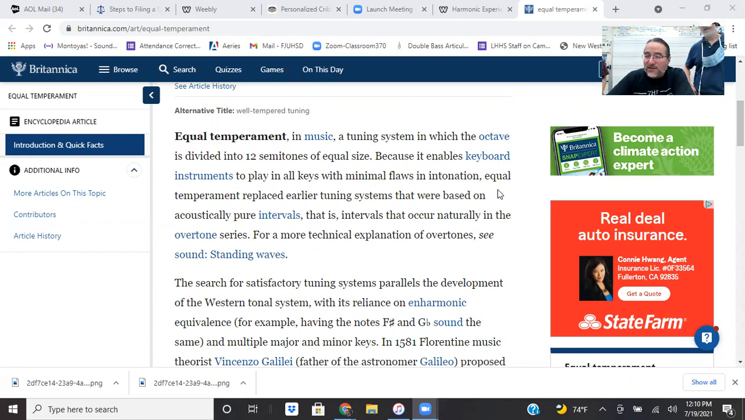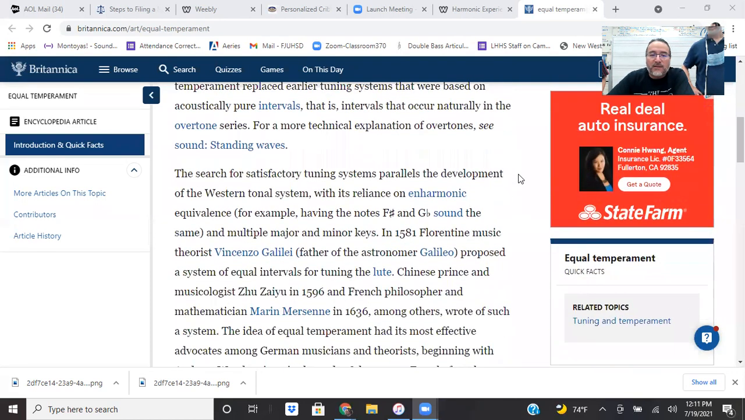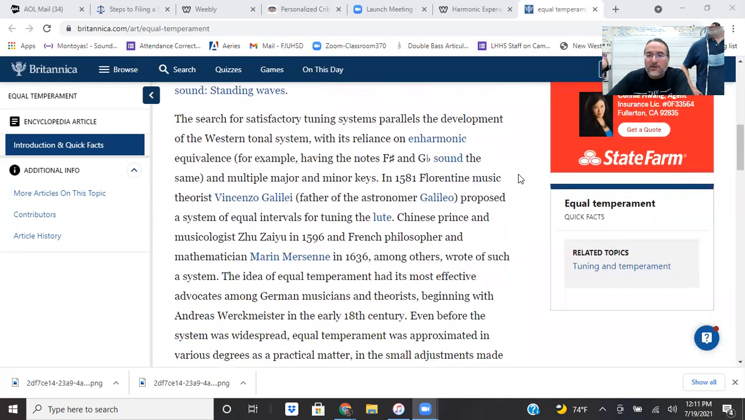"Minimal flaws in intonation," but there are flaws in intonation compared to just intonation if you're playing in equal temperament. "Replaced earlier tuning systems based on acoustically pure intervals, that is, intervals that occur naturally in the overtone series, for a more technical..." and so on. "The search for satisfactory tuning systems parallels the development of the Western tonal system with its reliance on enharmonic equivalence." F sharp and G flat sound the same. We know now that in just intonation, they are not the same. "And multiple major and minor keys."